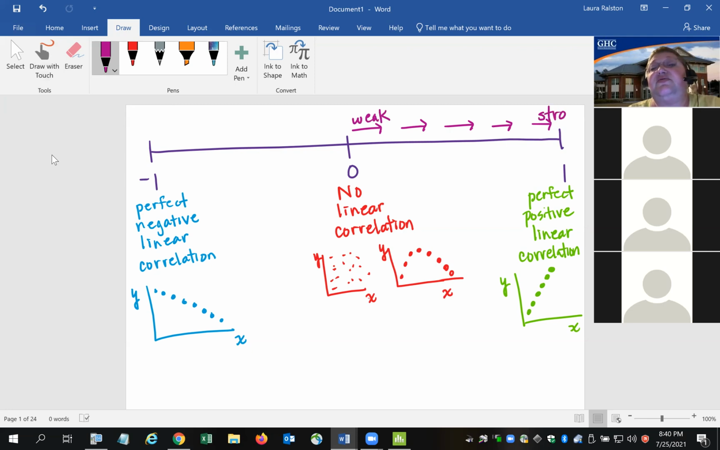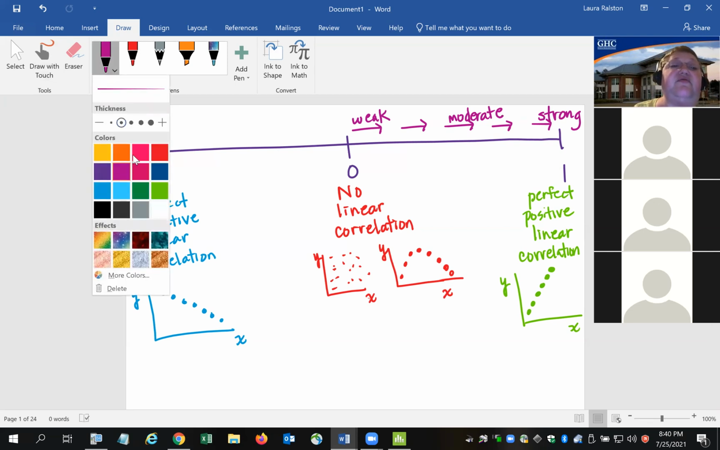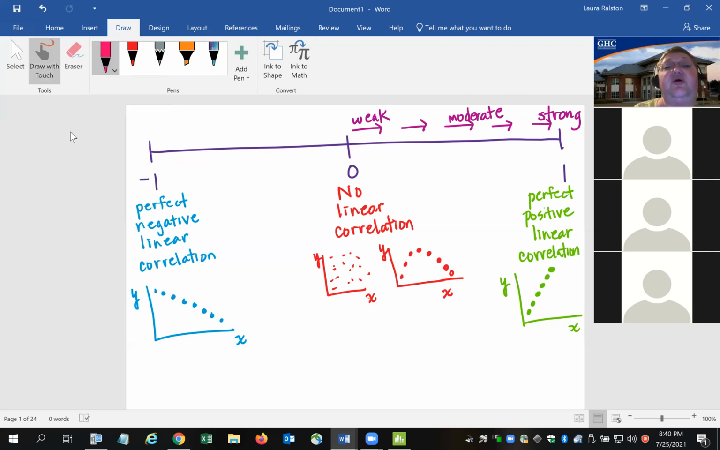to strong. Some of you are having trouble with that. Moderate's kind of in the middle. And it works the same way if you go in the negative direction. It's just a matter of whether it's a positive relationship or negative relationship. So again, as you move away from 0 in the negative direction, you move from weak, negative, to strong, and again, moderate's in the middle.